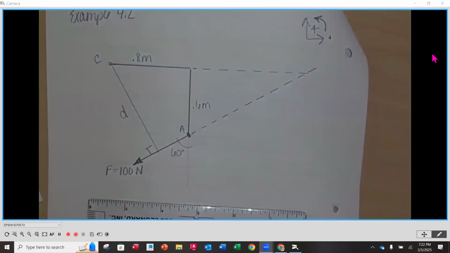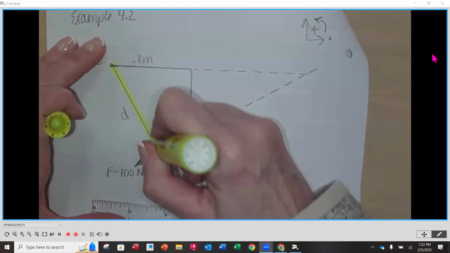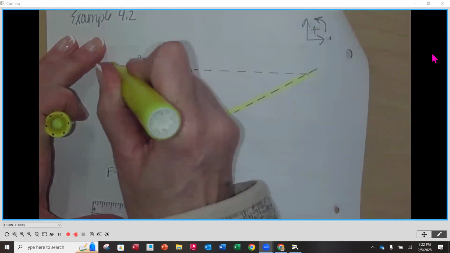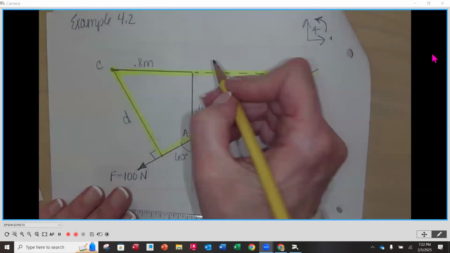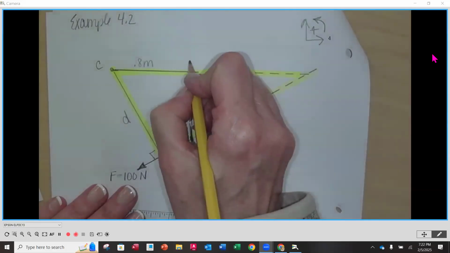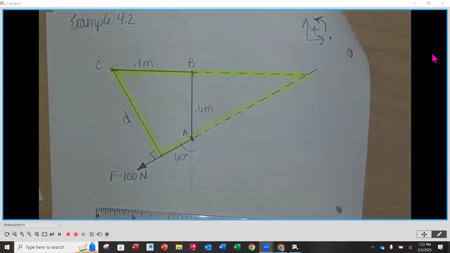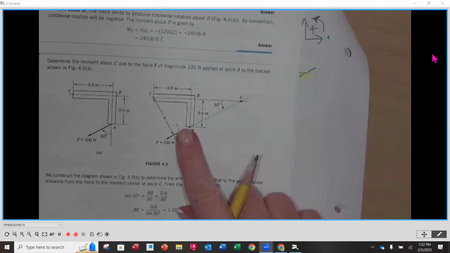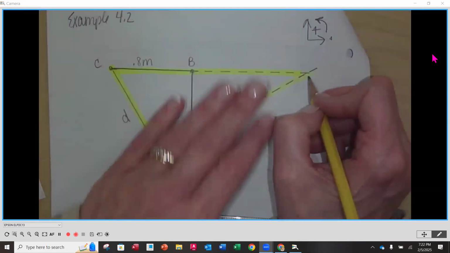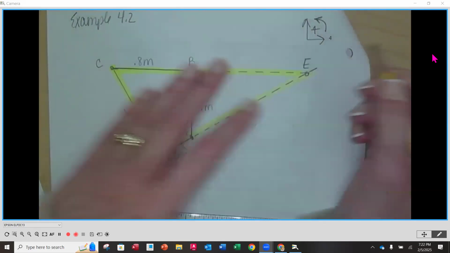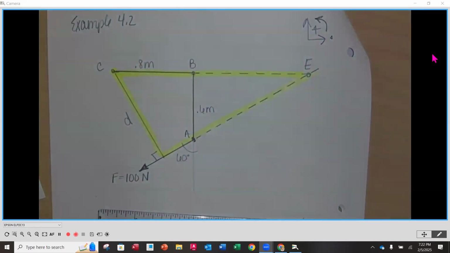And what we end up creating here then is, I have a highlighter in here, I do. I end up creating a large right triangle. Do you see that? Okay. Now, if we look at our bracket, they identify this as point B. And then if you look at part B figure, they call this intersection point out here point E. Okay.